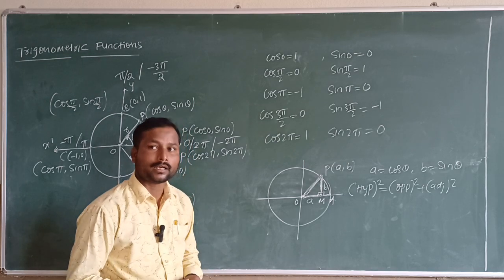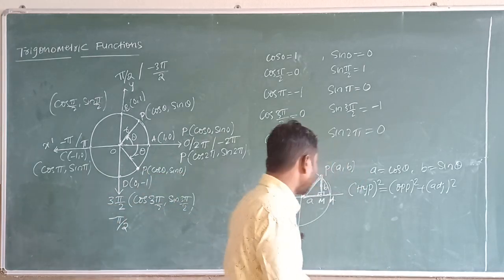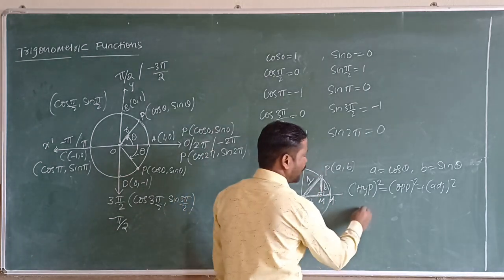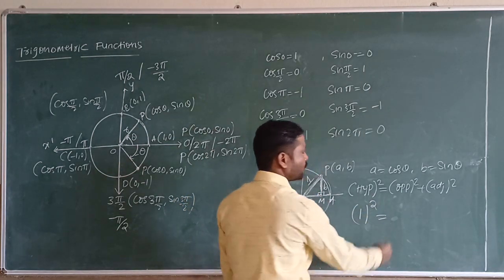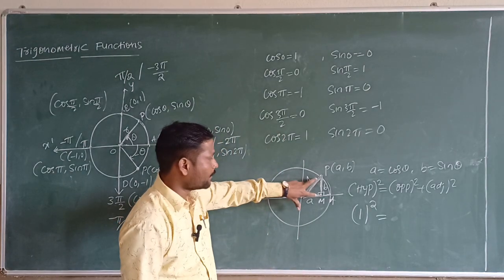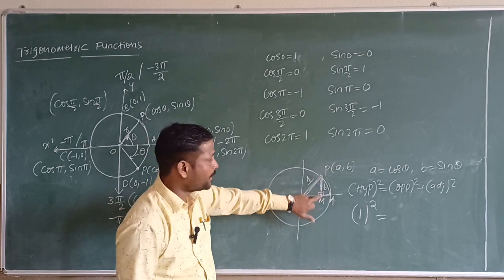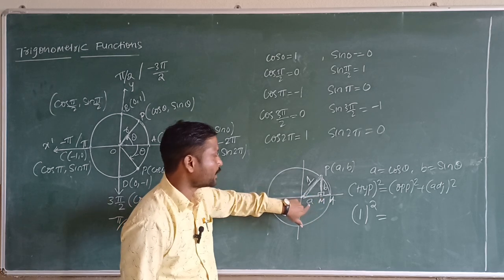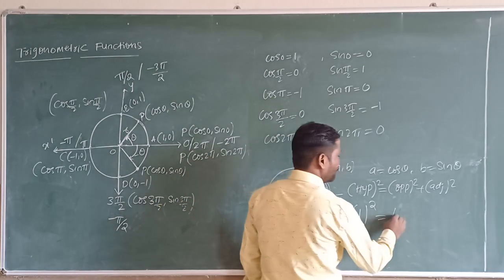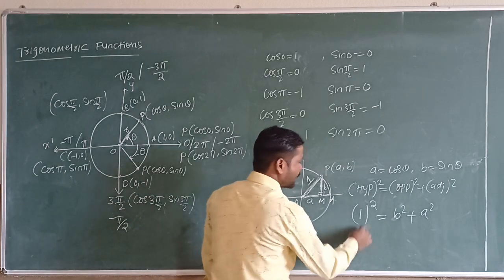1 unit, because it is a unit circle. The radius of the circle is how many units? 1 unit is the standard. No doubt this one is 1 unit. So hypotenuse square is 1 square. Opposite is the B side, adjacent is the A side. This one is B, this one is A. Opposite is B square plus adjacent is A square. Now what is the value of 1 square?